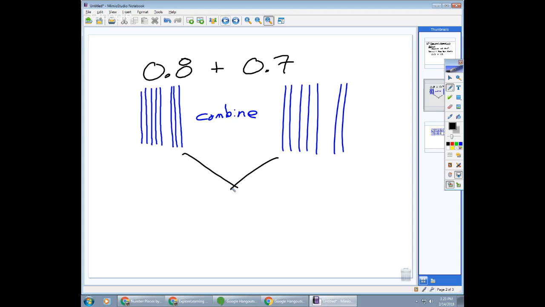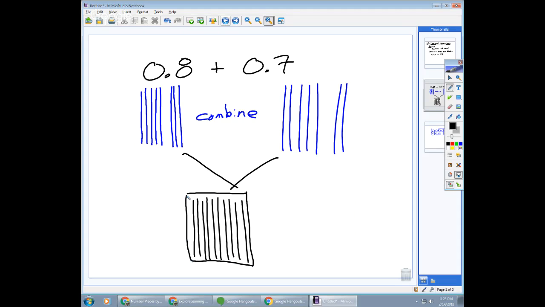So then I put them together. And so now I have my 1, 2, 3, 4, 5, 6, 7, 8, 9, 10, which I'll just bound like that. And then I'll have my 1, 2, 3, 4, 5. So here's my 1 and 5/10 answer. So I combine it and count.